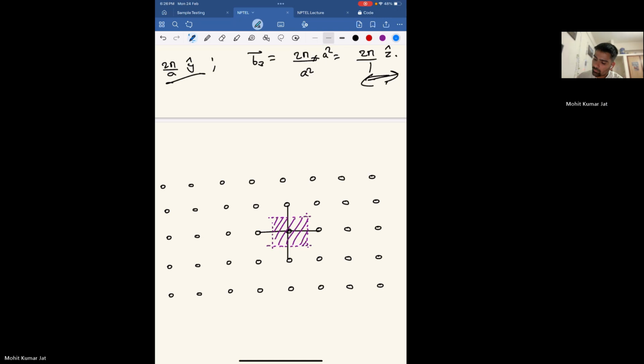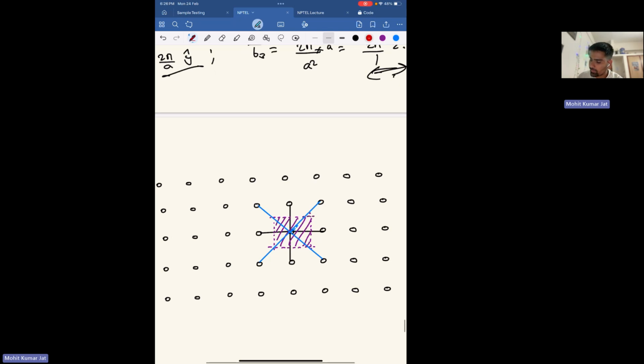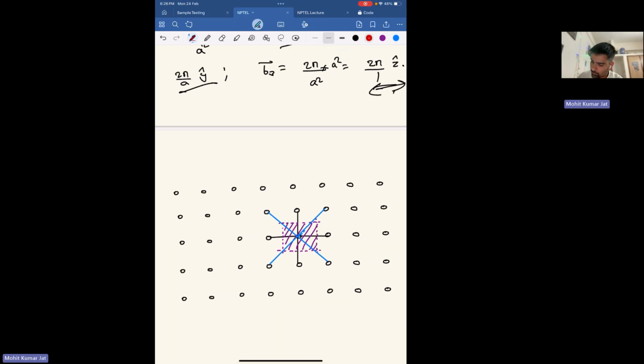Now to make the second one, how do we do it? We join the line with the second nearest neighbor. This one is the second nearest, root 2a. Now we will bisect it also. If you bisect it, it will be like this, so this will be my second Brillouin zone.